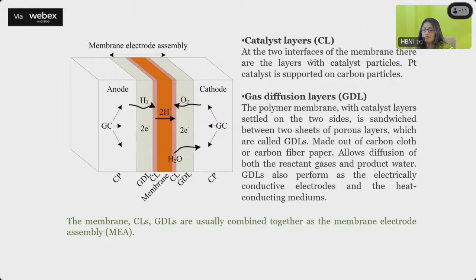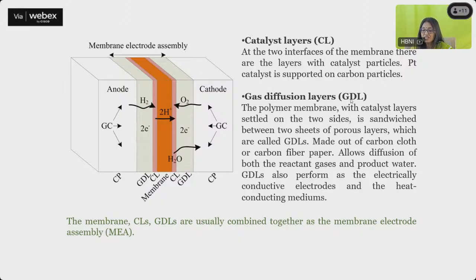At the interface of the membrane, there are layers with catalyst particles. Platinum catalyst supported on carbon particles. So immediately you can understand there's a lot of research going on in catalyst materials, because platinum used as catalyst for thousands of years is going to be a very expensive affair. So a lot of research is going on in catalyst materials, because how you can reduce the use of platinum, and you can use more and more earth abundant materials with good catalytic activity.